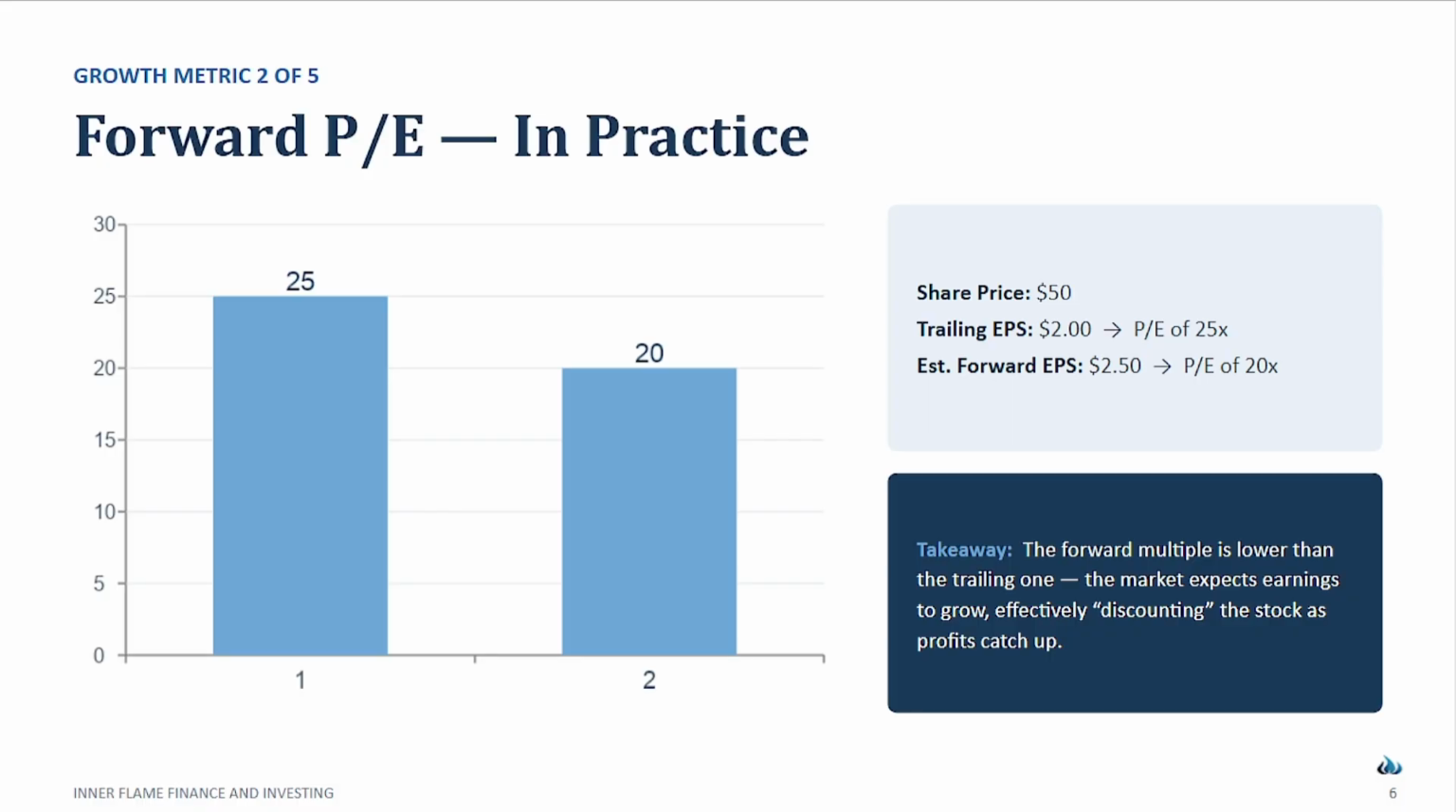So the way that we like to think about this is, yeah, we're buying it for 25 times current earnings, but if we bought this company at $50 right now, we'd actually be getting it at a 20 multiple, a lower multiple, a cheaper price based on next year's expected earnings.